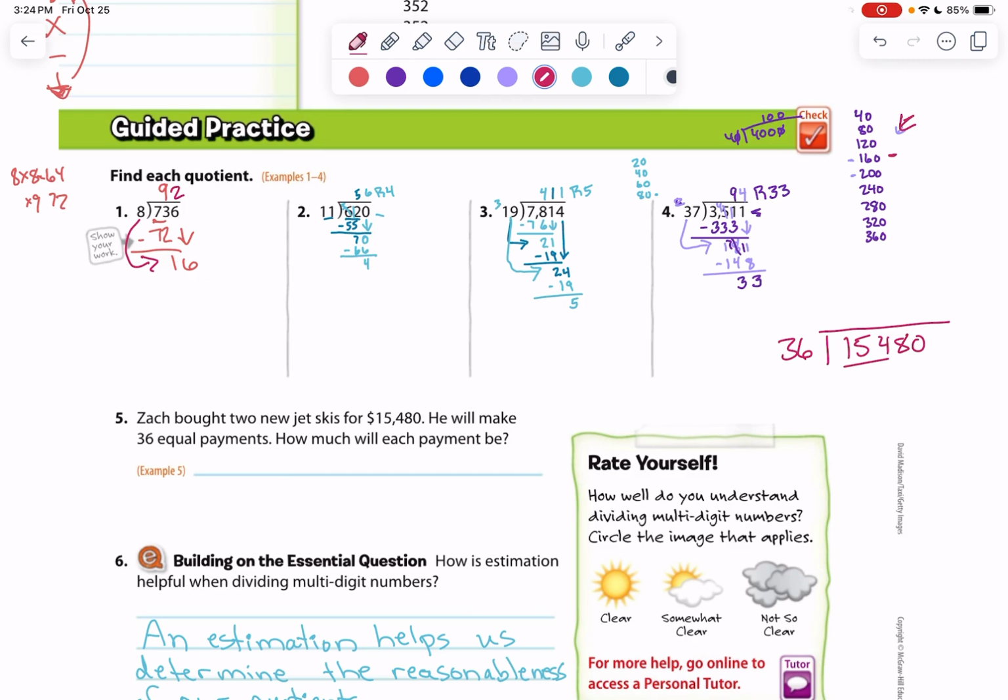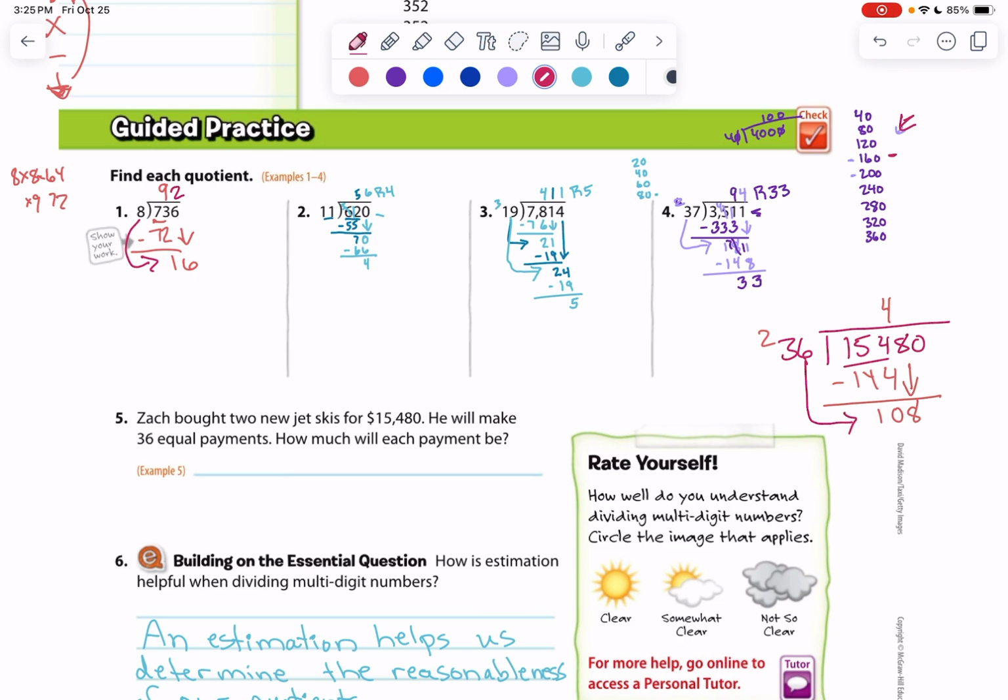So what gets us close to 154? Possibly this one. Let's try it. Let's try for 4. Okay, we'll put a 4 up. 4 times 6 is 24. 4 times 3 is 12 plus 2 is 14. I think it's going to work. Subtract. 4 minus 4 is 0. 5 minus 4 is 1. 10 is less than 36, so we're golden. Bring down. Now we are thinking about how many groups of 36 we can make out of 108.